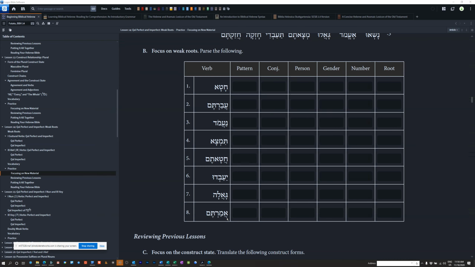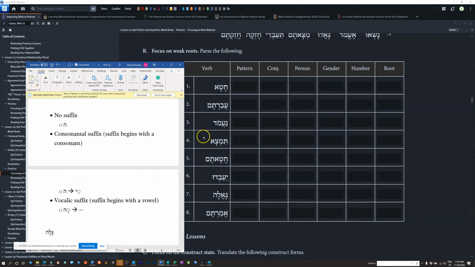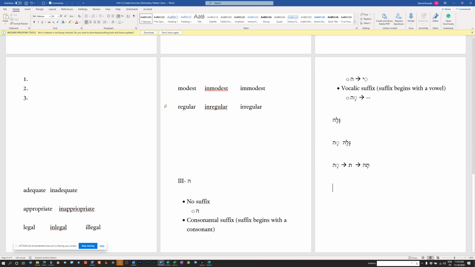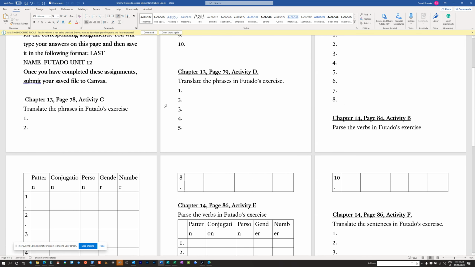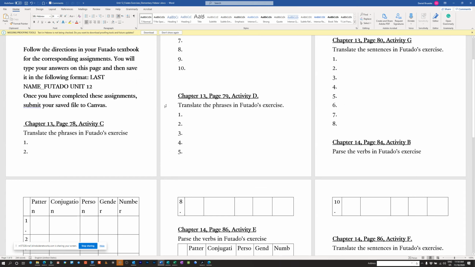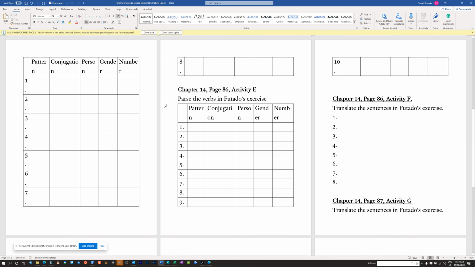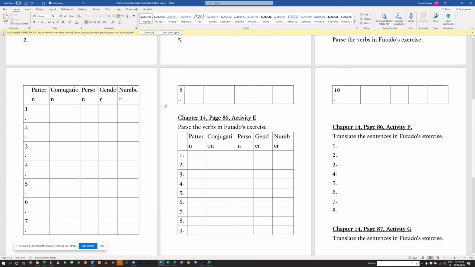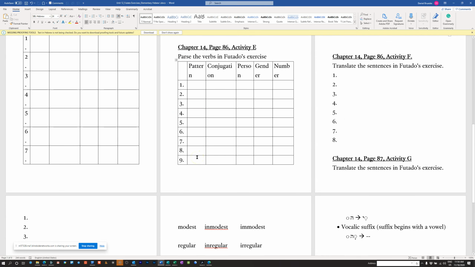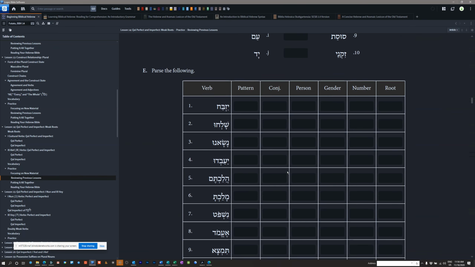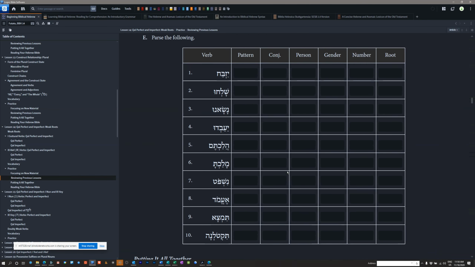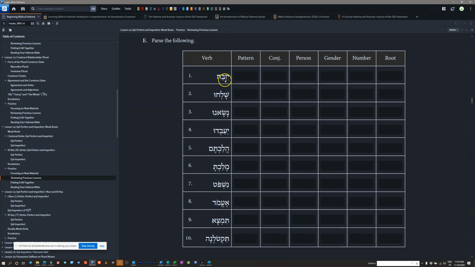Okay, so let's see what else we've got here. Not really. So we got B, E, F, and G, it looks like. All right, B, E, F, and G. So that's B. Go to E, parse the following. All right, so Yiz, Bach.